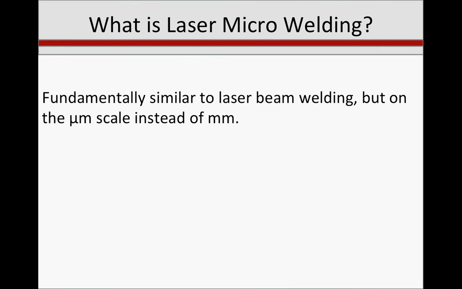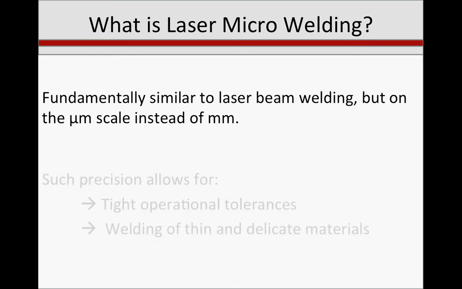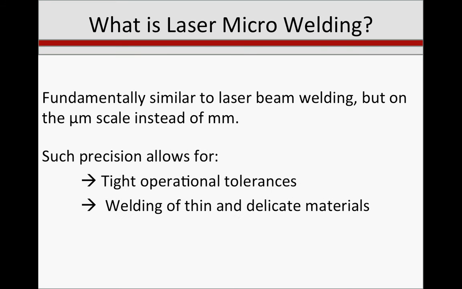A type of welding that is excellent for small spot welding is laser micro welding. Laser micro welding is fundamentally the same as laser beam welding, but on the micrometer scale instead of millimeter scale. Being on such a small range allows for tight operational tolerances in welding of thin and delicate materials. Now we'll hear from the faculty at Filer Microlaser about how micro laser welding works.